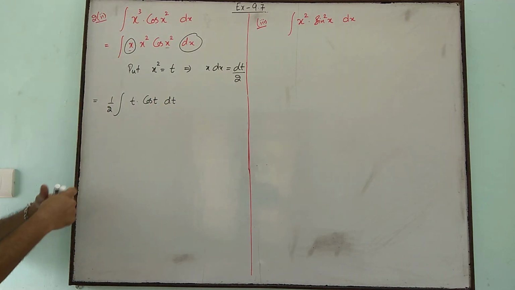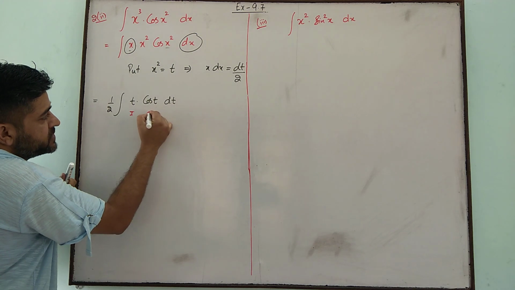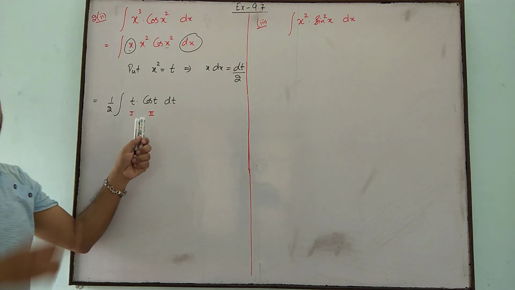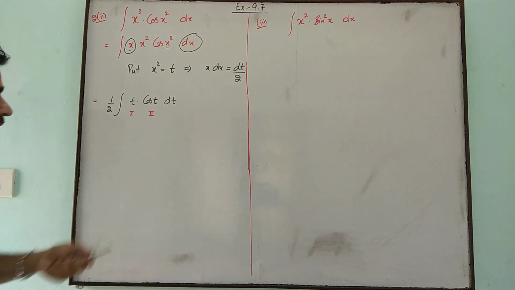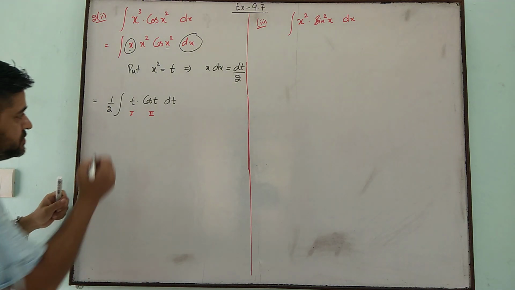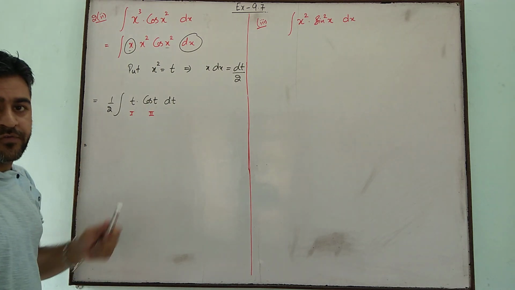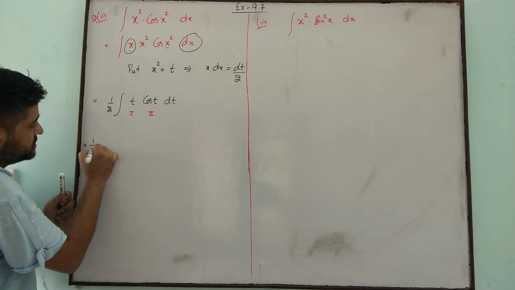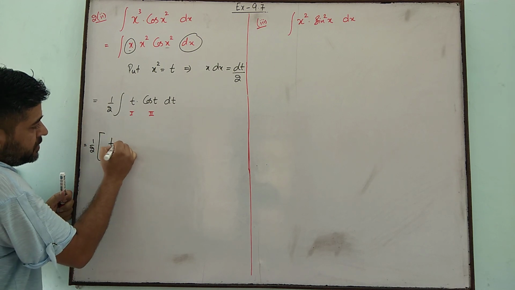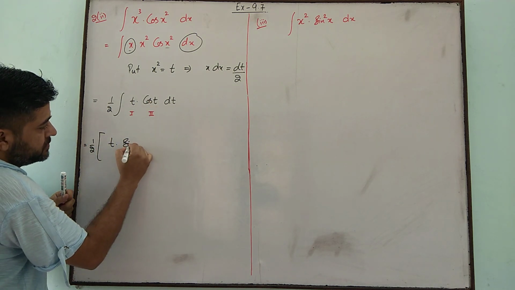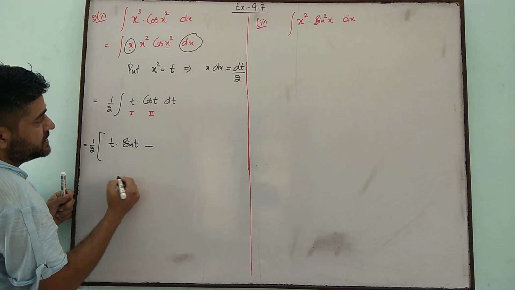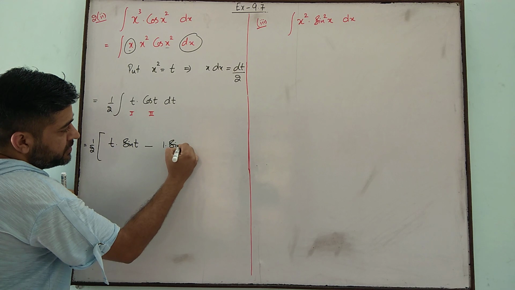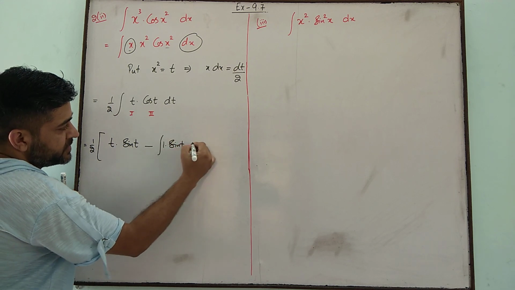Now you can apply u into v here. This will be your first function and this will be your second function, because algebraic and trigonometric, according to ILATE, algebraic will come first. So I suppose all of you know integration by parts now. That is, first function as it is, integral of second function, minus derivative of first, then integral of second, and in multiplication integration once again.